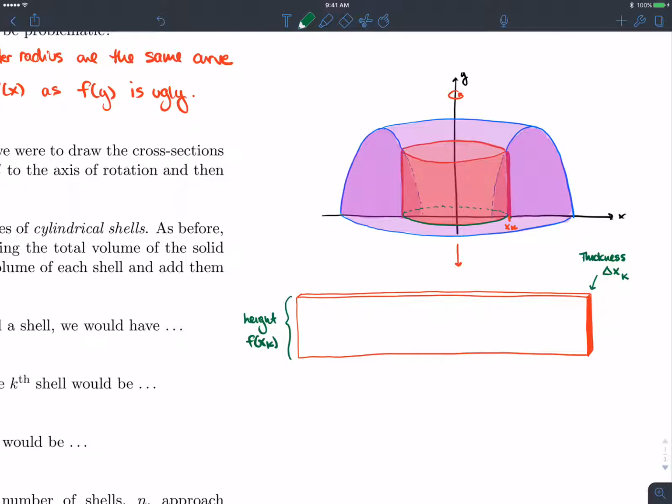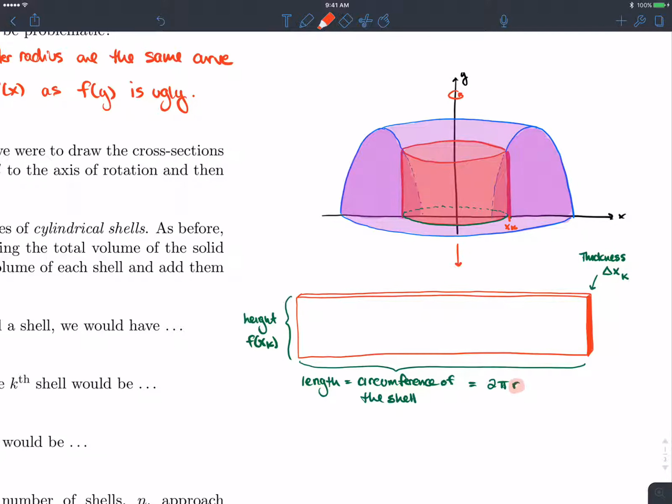And now to get the volume of this box, we need one more dimension. We need the length of this box. Now the length of the box actually comes from the circumference of this shell. It's that distance around the top or the bottom rim of this shell. So the length we just define as the circumference of the shell. And we know from geometry that the circumference of a circle is 2 times pi times r.